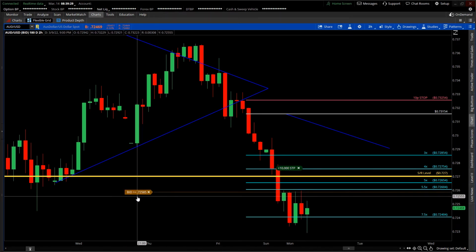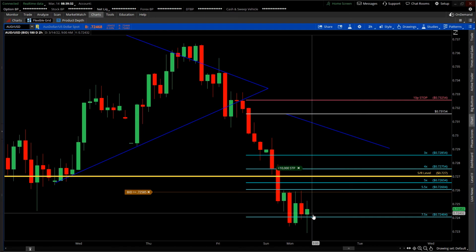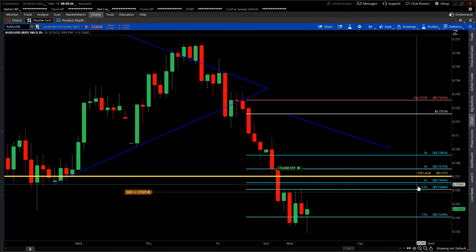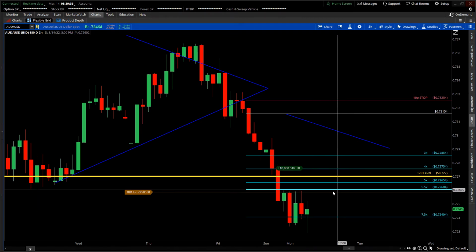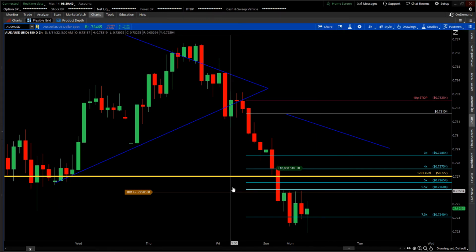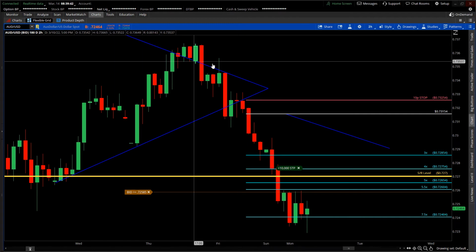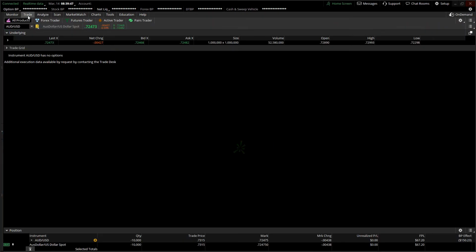I have an alarm here just to let me know if price is going to retest above the 5.5 price level or risk to reward. And yeah, I'll take it from there. But right now, this is just the status of the trade. If I open up the trade tab, the trade is up $67. It's tiny, I understand, but this is just one mini lot. If I traded 5, then you would multiply this by 5.